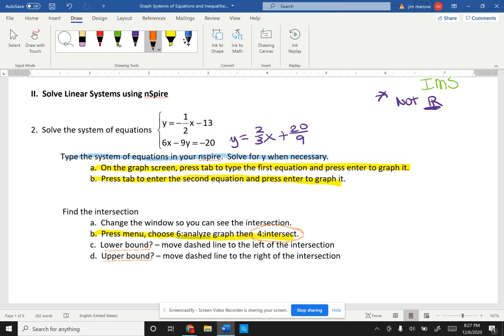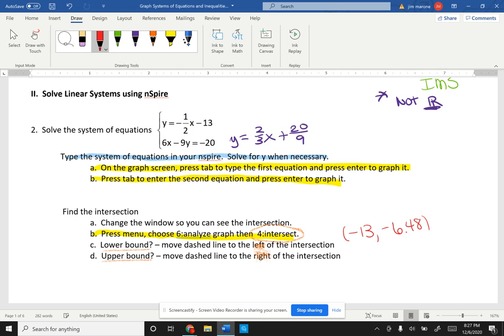So the lower bound means to the left of the point of intersection. The upper bound means to the right of the point of intersection. So we graph that and we get, I wrote really sloppy. Oh no. Yeah, sorry, I solved it earlier. We get negative 13 and negative 6.48.